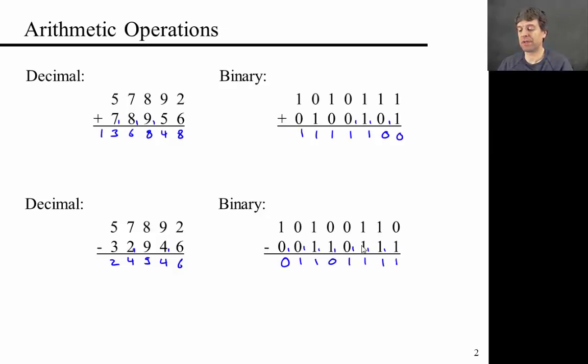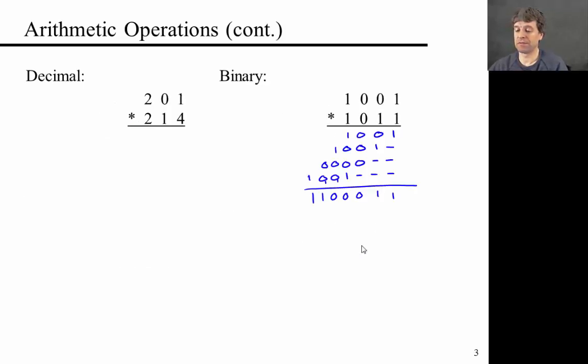If this is all completely new, hopefully it isn't, but if it is, I recommend that you remind yourself of how these operations are done. Similarly, multiplication is actually quite nice in binary. It's similar to what you would do with decimal numbers. Let's say you want to multiply these two numbers, 1001 and 1011.